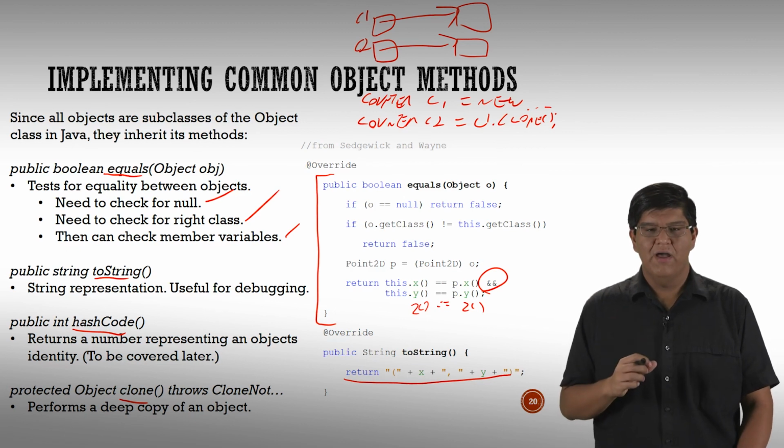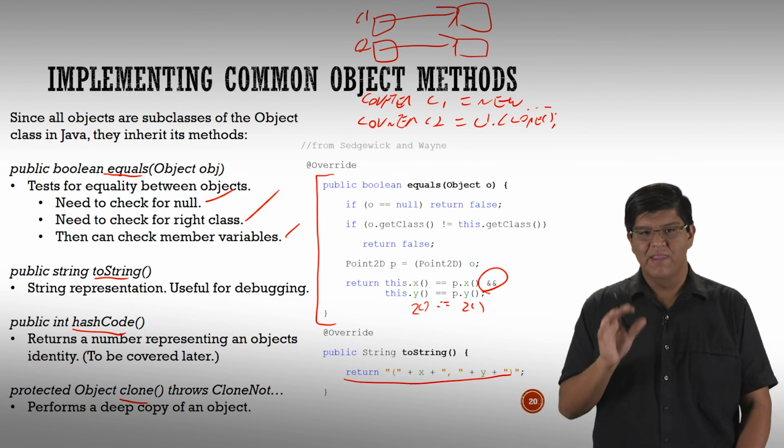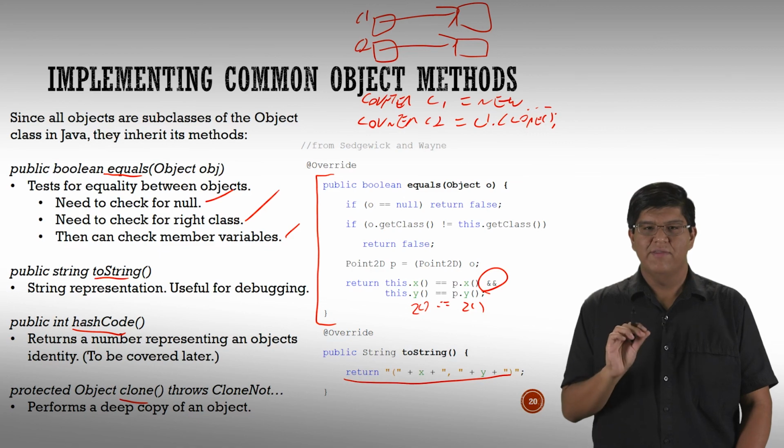All right, so that's a quick run through for you guys. So hopefully now you have an idea about implementing these common methods. Main one is equals, toString you already know. Hash code we'll talk about later. Clone is nice, but not strictly necessary for us at this point.